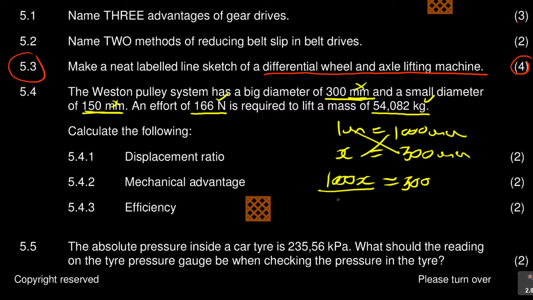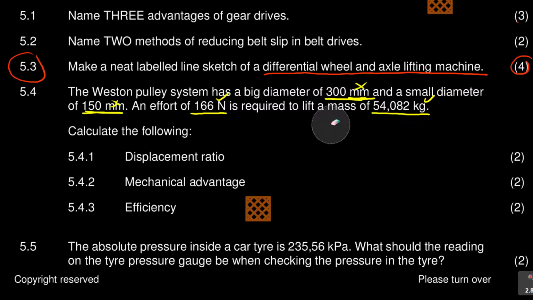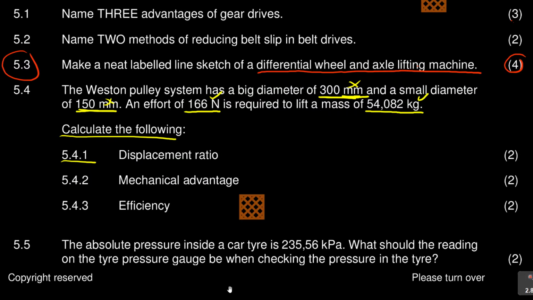So the simple thing is how you go about to say, why must I divide? That's how you work on it if you want to do it mathematically. But it was not necessary going through that stage. But you need to divide. You take a calculator, you divide by that. But let's go to the questions first. Calculate the following. 5.4.1, the displacement ratio, 2 marks. The displacement ratio. Let's go to the calculator.